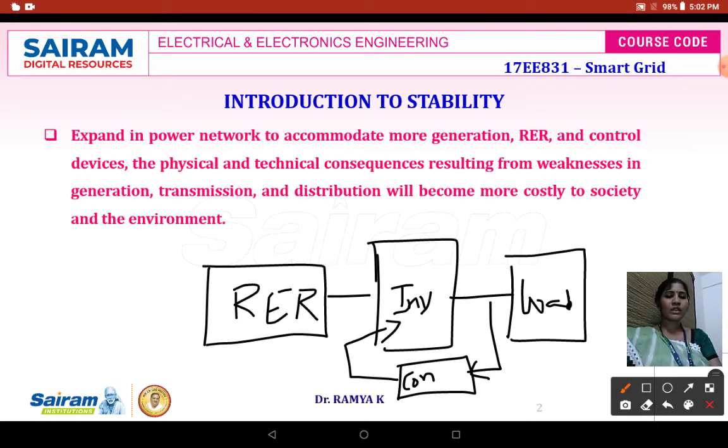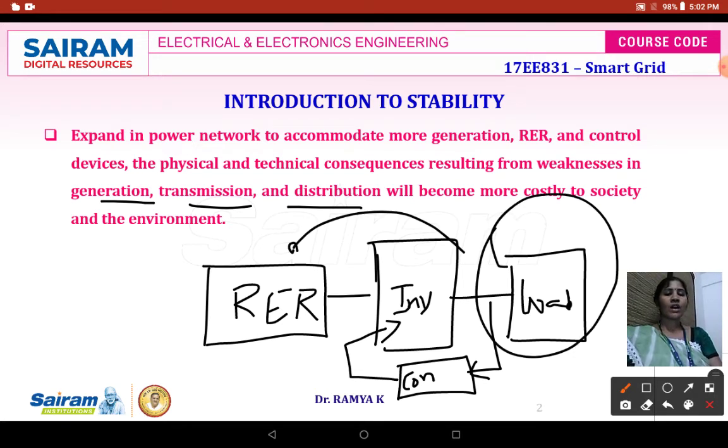When you look at this, it is happening in generation, transmission and distribution. Here the power is getting generated, transmitted and distributed to the load required. Wherever it is required, we are going to distribute it. When we do so, the controlling device and the communication device, whatever we are focusing on in the smart grid, will become more and more costly, and also generating, transmitting and distributing power will become costly to the society and to the environment.